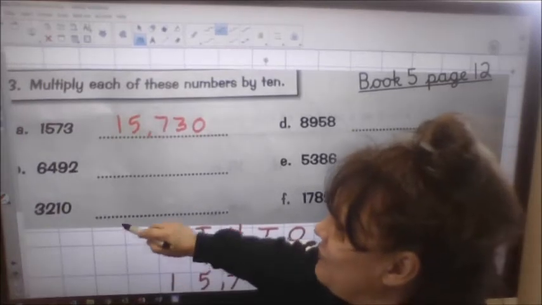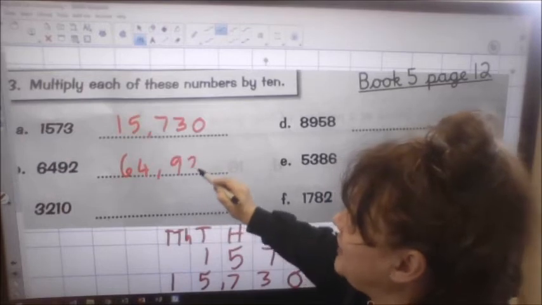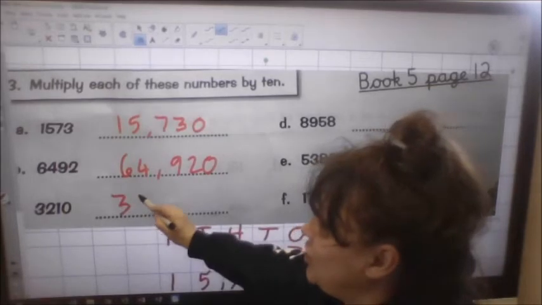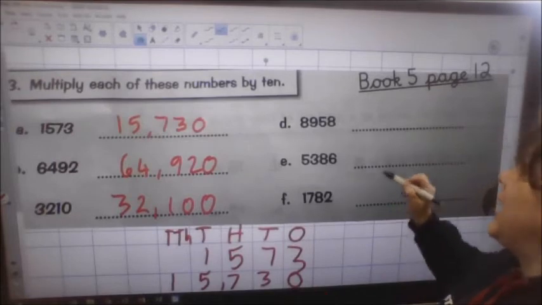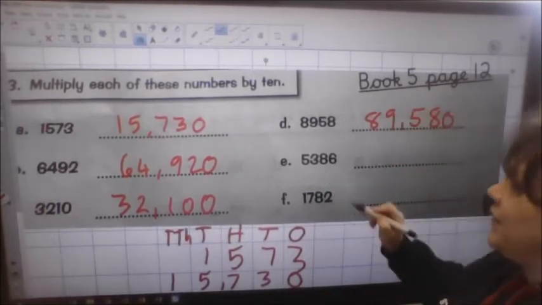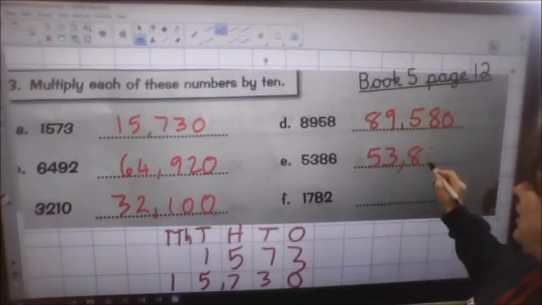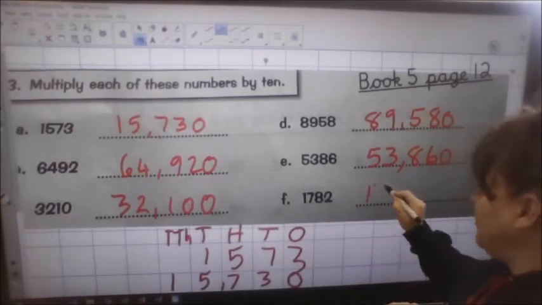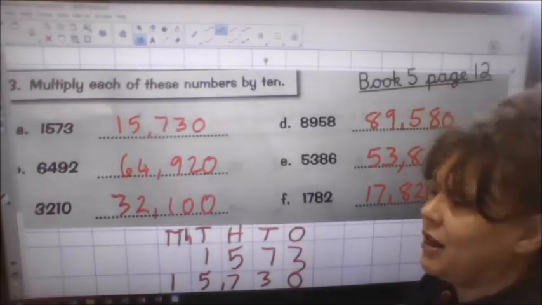So 6,492 becomes 64,920. 3,210 becomes 32,100. 8,958 becomes 89,580. 5,386 becomes 53,860. And then 1,782 becomes 17,820. Easy peasy, lemon squeezy.